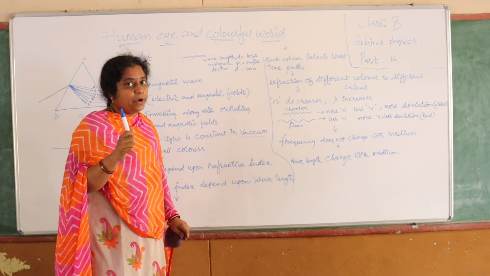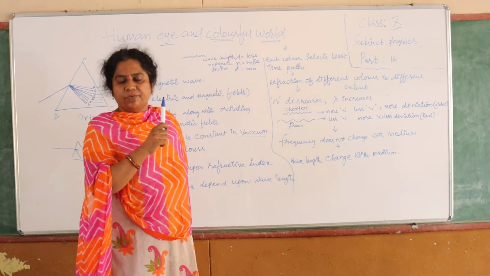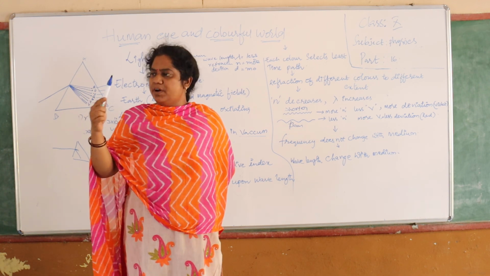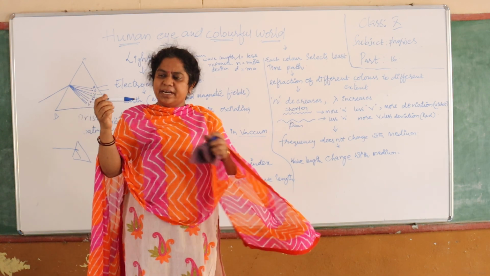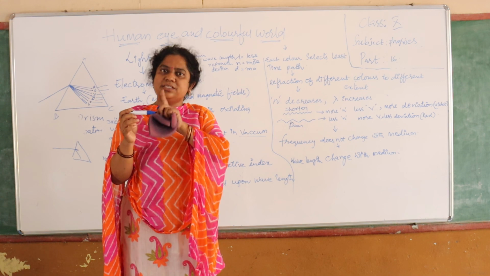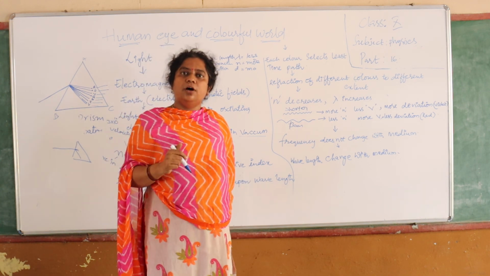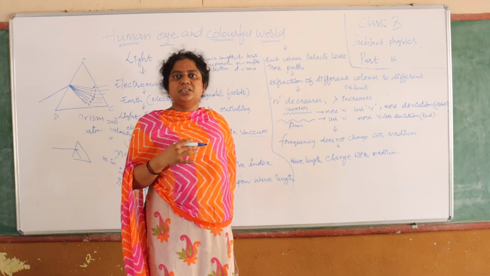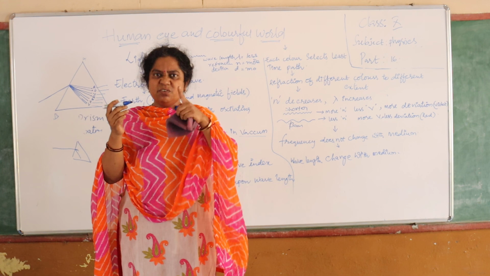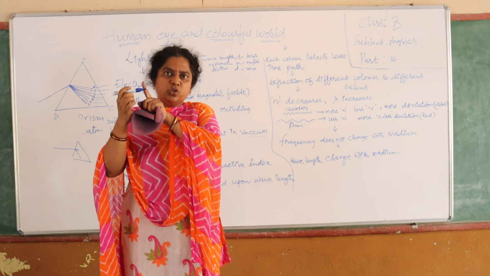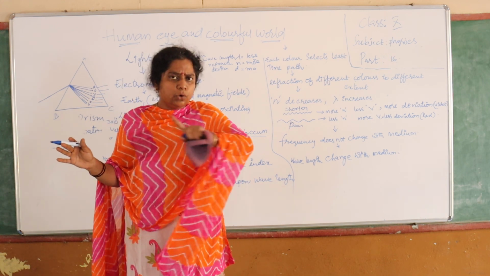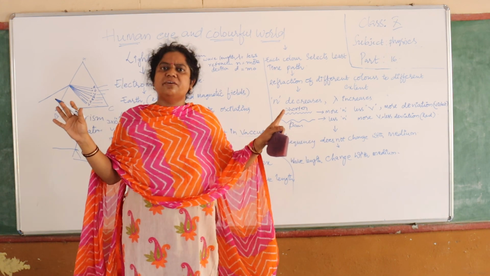And one more important point, children, is frequency. Frequency means how many light waves are coming from the source. For example, this is a torch light. Per second, 10 light rays are coming from this. That is the frequency of this torch light. The frequency is produced by the source of the light and will not change along with the medium. So frequency will not change. There will be no change in the frequency.